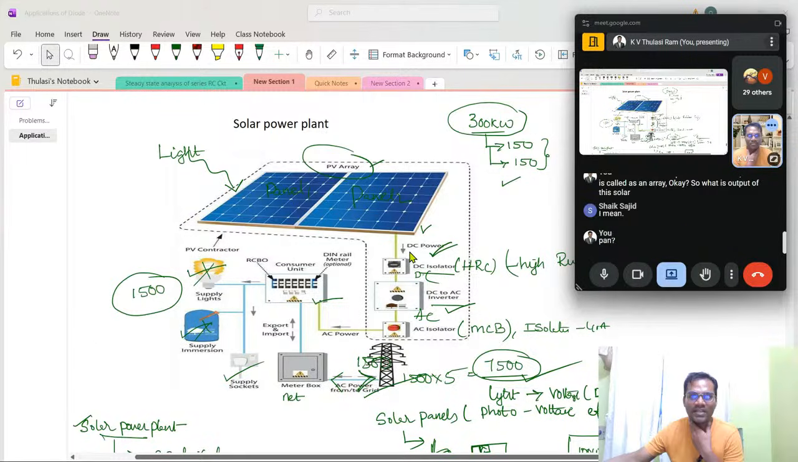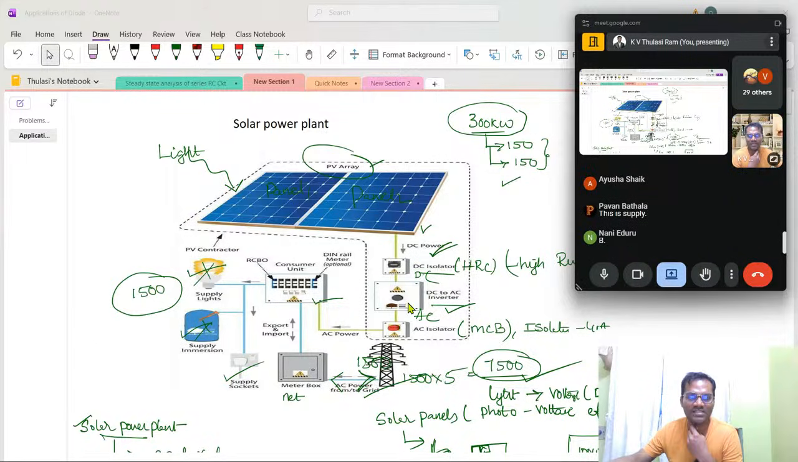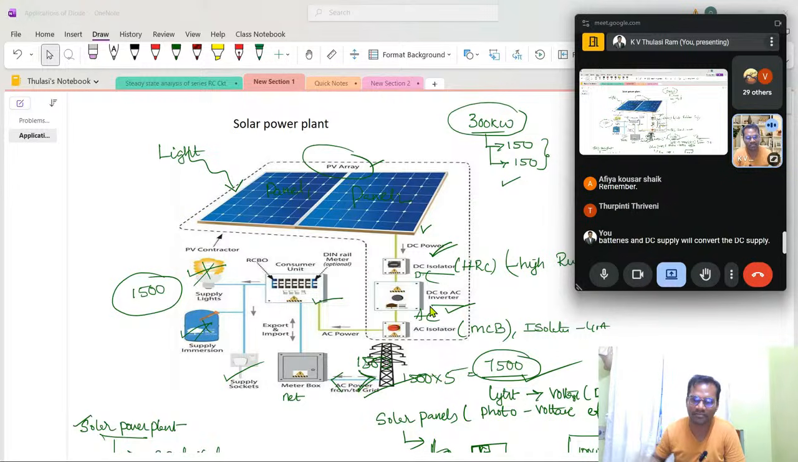What is the output of the solar panel, AC supply or DC supply? DC supply. But what is the power we have in our home, AC or DC? AC. So we need to convert this DC supply to AC supply. How to convert it? Very good, with an inverter. We also have an inverter in our homes. We convert the DC supply to AC supply with the help of an inverter.